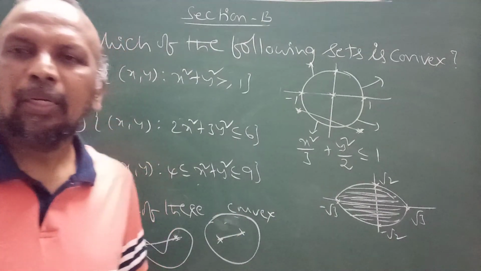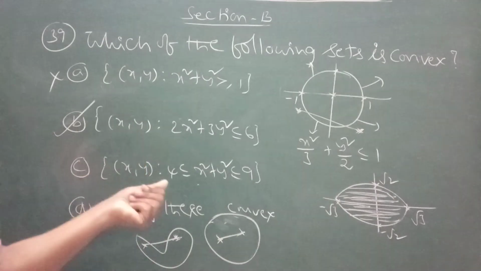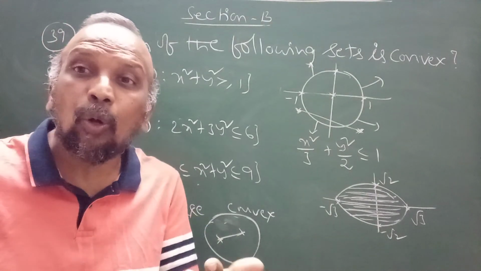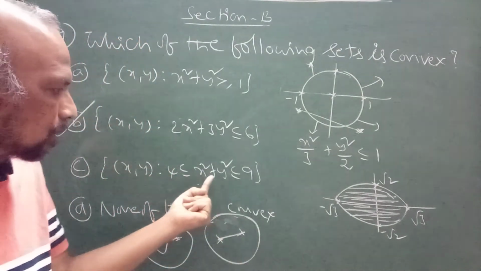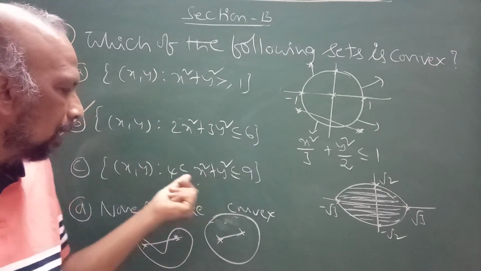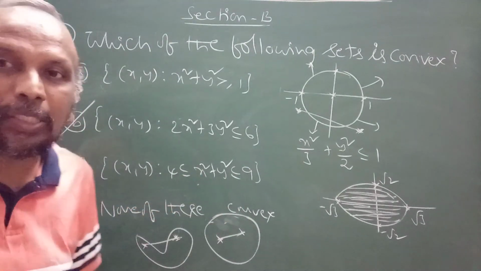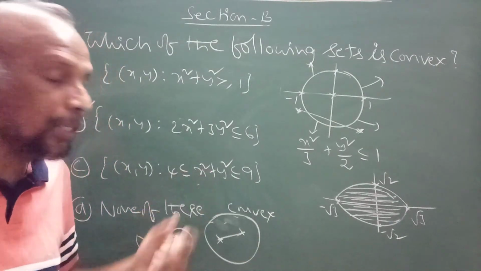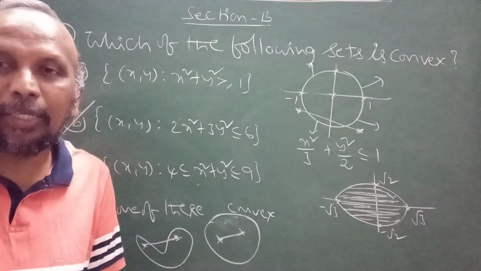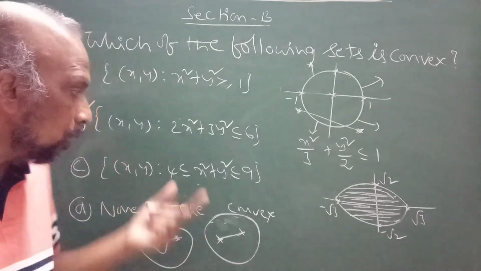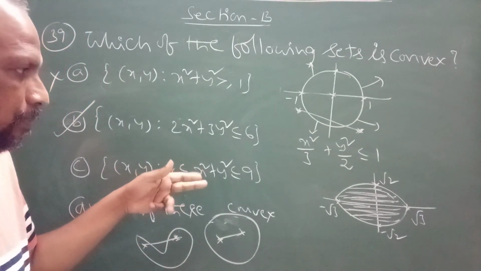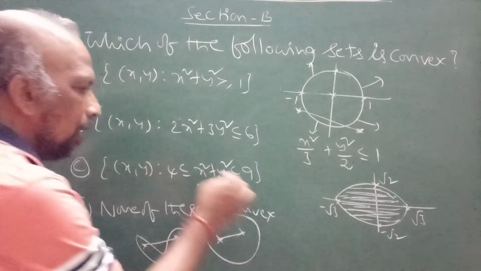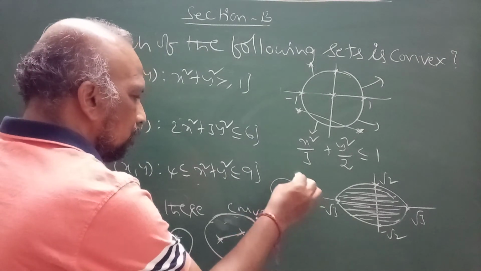Even if we think about option C, like concentric circles: x square plus y square less than or equal to 9, and 4 less than x square plus y square. Both have the same center, different radii. It gives 2 concentric circles. So it will never be convex. Why? Because we get something like this.